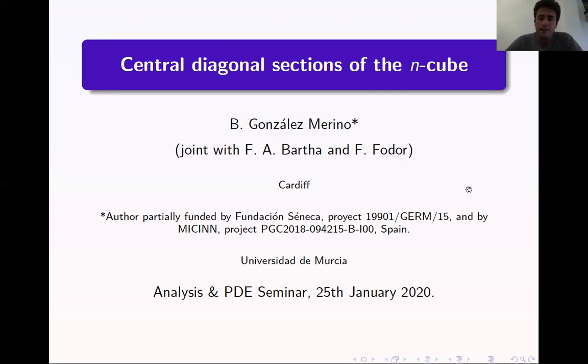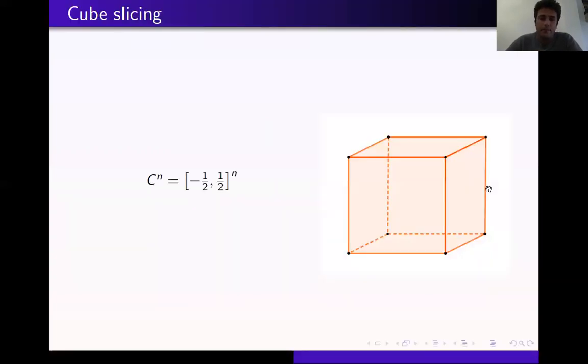So let me start by mentioning the main object of study. We will consider the unit cube, which will be denoted by capital C to the N, centered at the origin. And we will study some properties of it in terms of sections by hyperplanes passing through the origin.